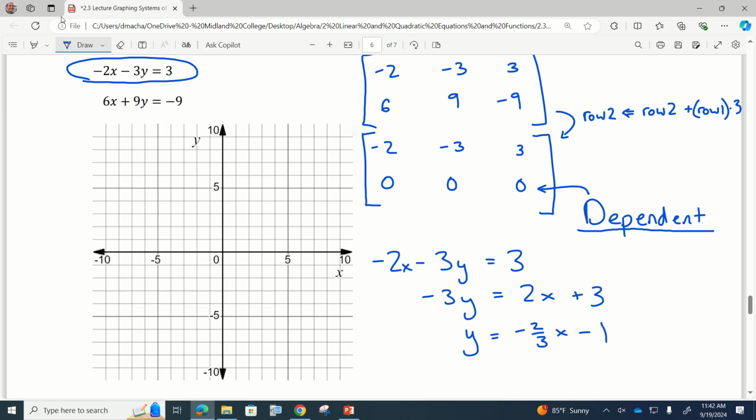And now this is called slope-intercept form, because I can tell the slope is negative 2/3, and I can tell that the y-intercept is negative 1. So here's my y-intercept of negative 1, and since the slope is negative 2/3, I can go down 2 units, across 3 units, put a dot, down 2 units, across 3 units, and put a dot, down 2, across 3, put a dot. I'm going to connect my dots to make a line.